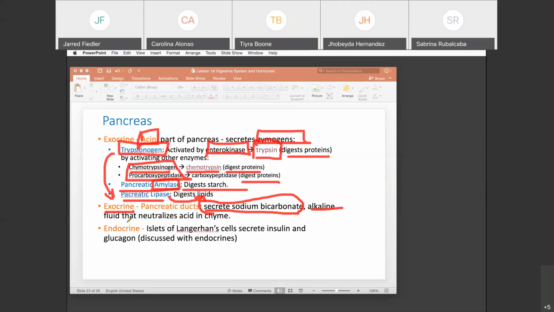Last but not least, the endocrine is the other portion of the pancreas, the other system, and it's going to be within the islets of Langerhans cells. The islets of Langerhans cells are going to be secreting insulin and glucagon. We're talking about that next class. So insulin and glucagon are going to be regulating our blood sugar levels.